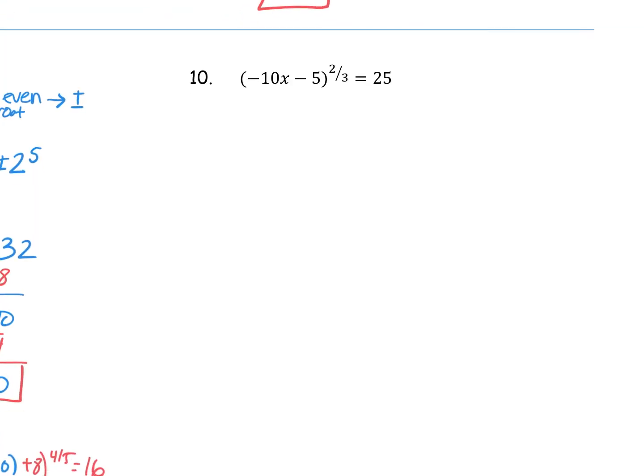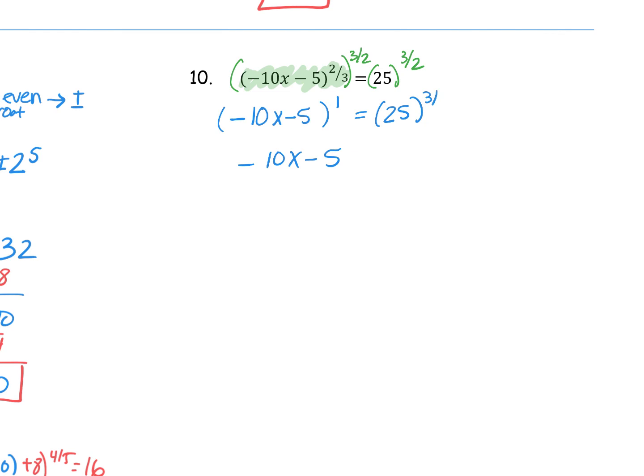All right, last one. So now I have this whole side raised to the 2/3 power. So I'm going to take this whole side and raise it to the 3/2 power. So I'm going to have negative 10x minus 5 all to the 1st power, which is just the same as negative 10x minus 5. And it's going to be the 25 to the 3/2 power. So again, this means I have a square root, which is even, meaning I'm going to have plus or minus when it comes to my solution.